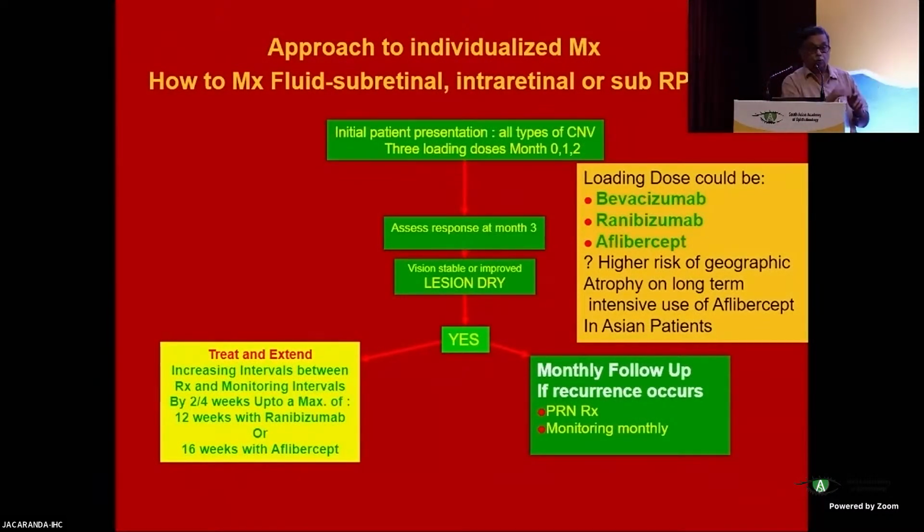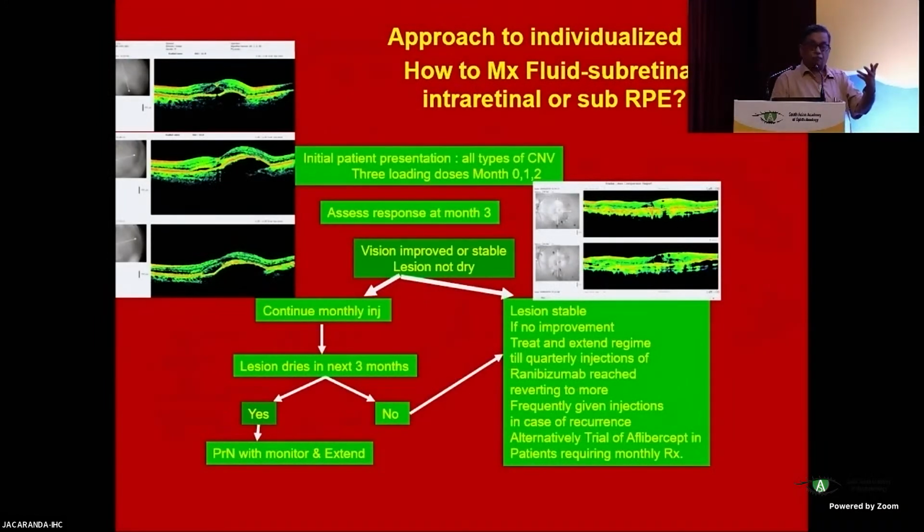So my approach would be, patient comes, you give the first 3 loading injections. Now we're talking of aflibercept, or you can use any of the other anti-VEGFs. And the lesion becomes dry. Now you have 2 options. If it's a one-eyed patient, I would like to take up for treat and extend. But if it is a 2-eyed patient, I may say put in the PRN group, and you monitor monthly.